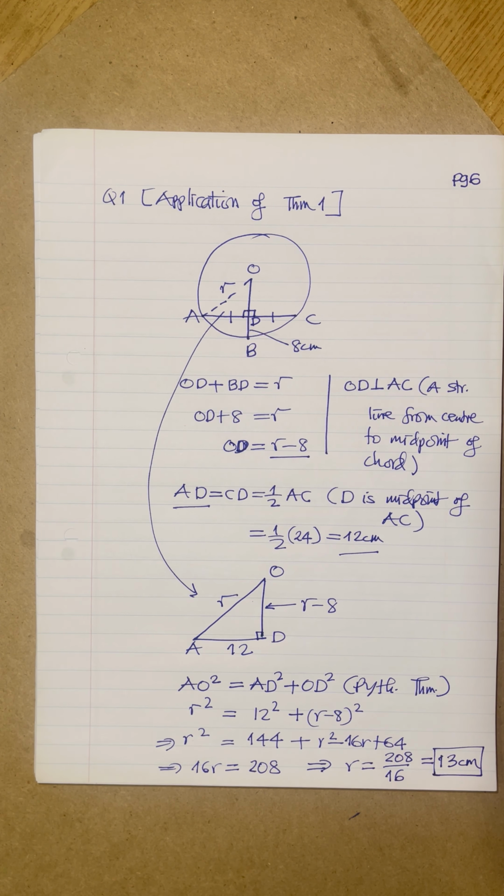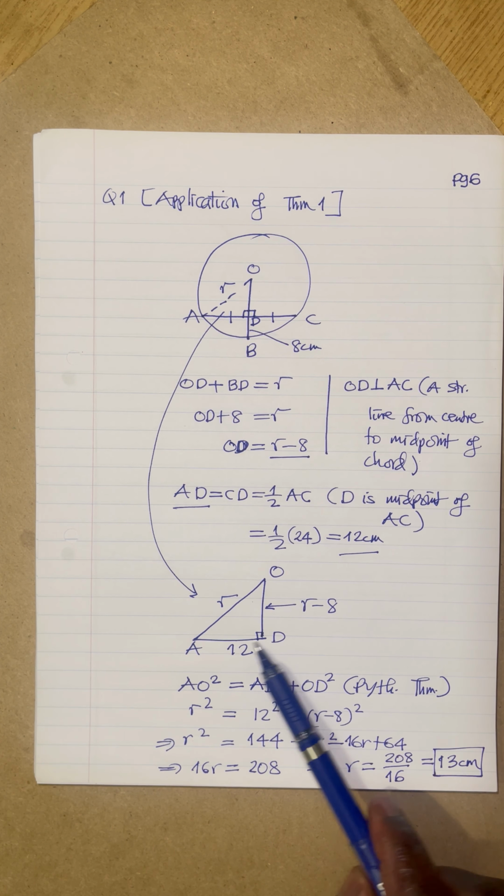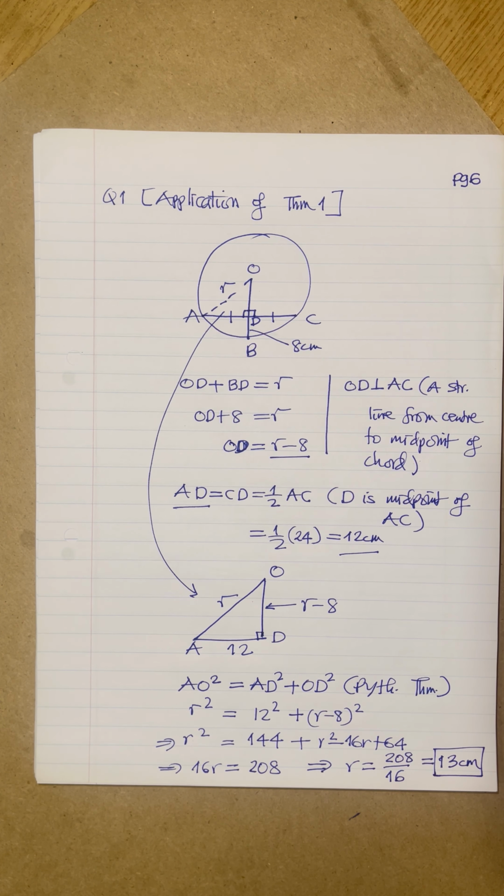Worked out with reasons. Remember, one of the reasons, a straight line from center to midpoint of chord, that one has a mark on its own. And of course, don't forget to say that this is true because of Pythagoras theorem, which basically says in a right angle triangle, the square of the hypotenuse is equal to the sum of the squares of the other two sides. So this is how we go about it.